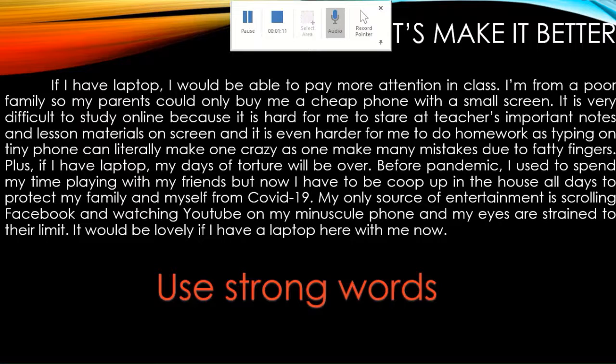Another way to make our essay better is that we should always use strong words that add more depth to our meanings and emphasize a certain point in our writing.